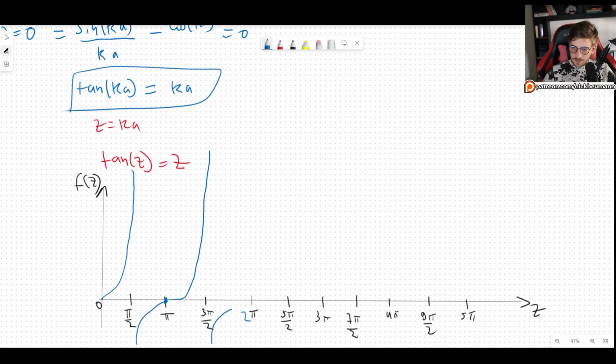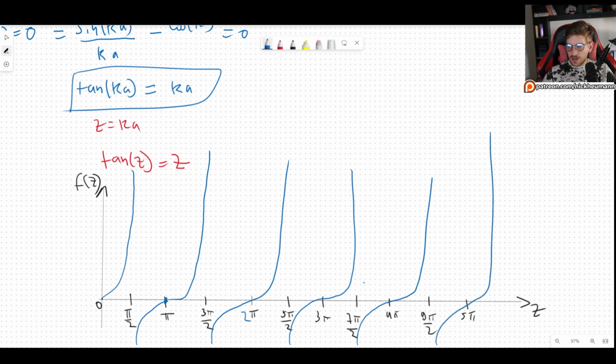Whoops. I'm not the best at sketching, but... And then we go like this, and like that. And we go like this. And this is just a very, very rough sketch of what this looks like. Okay. That in blue, we have the tangent of z.